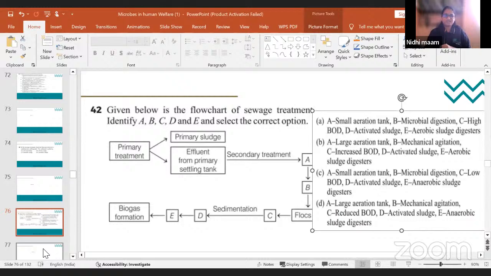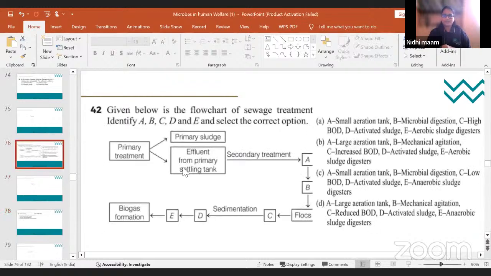So option D, that is large aeration tank. B is mechanical agitation. C is reduced BOD. D is activated sludge. E is anaerobic sludge digesters. So option D is the right answer.